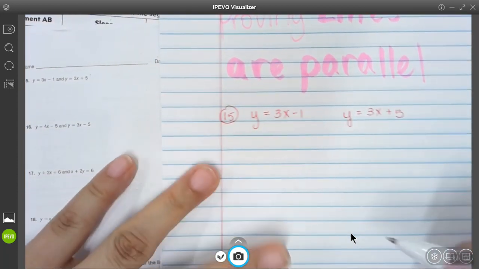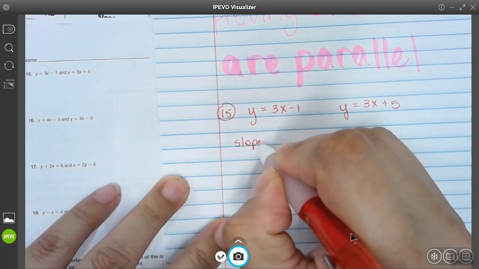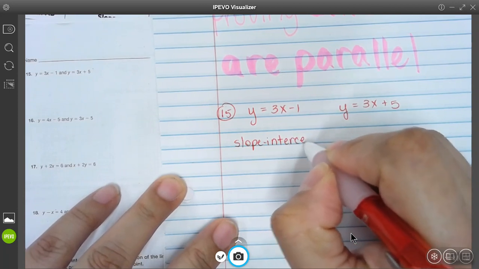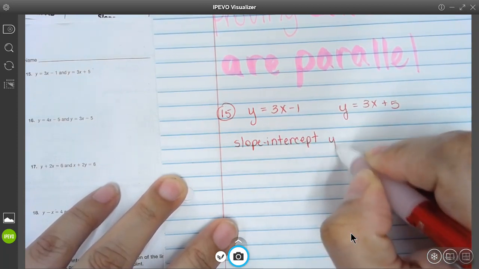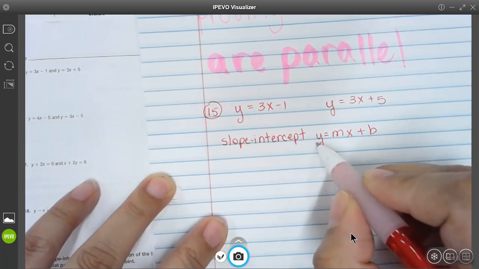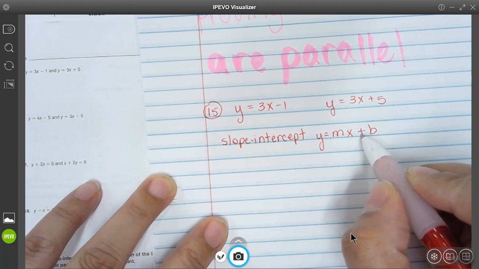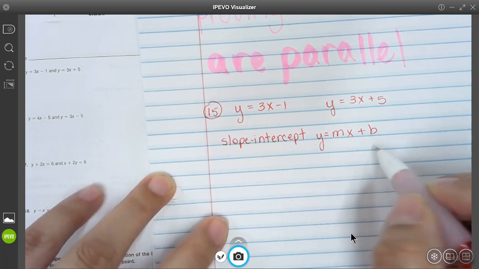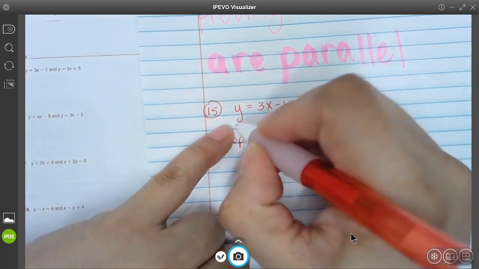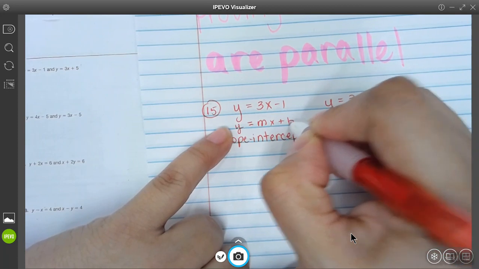Well, the first thing you need to ask yourself is, is this in slope-intercept form? I'm going to write this for the first few examples, and then afterwards I'm not going to, okay? So slope-intercept looks like this: y equals mx plus b. So it's the y variable equals the slope with the x plus a constant, and obviously the constant could be 0. So in this case, yes, this is in y equals mx plus b.